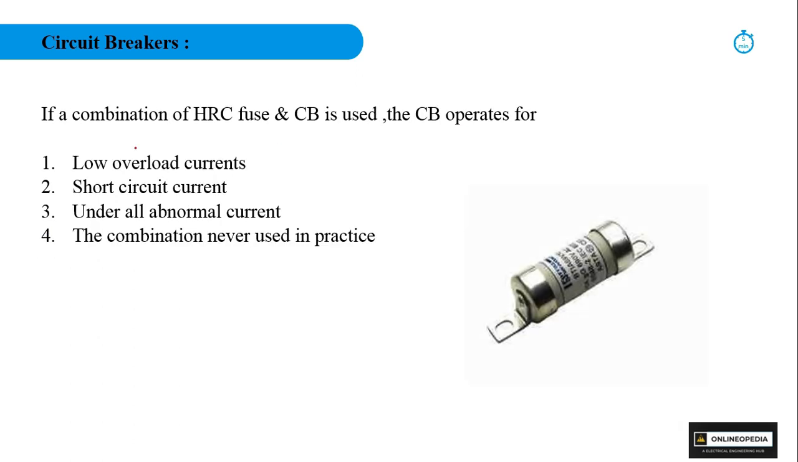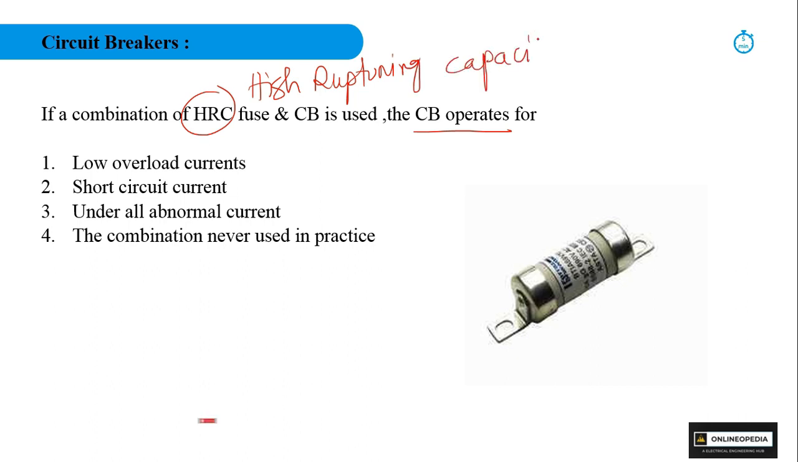Next question: if a combination of HRC fuse, that is high rupturing capacity fuse, and circuit breaker is used, the circuit breaker operates for. HRC means high rupturing capacity. When a combination of HRC fuse and circuit breaker is used, the circuit breaker operates for low overload currents, and when there is a heavy current then the HRC fuse is used.